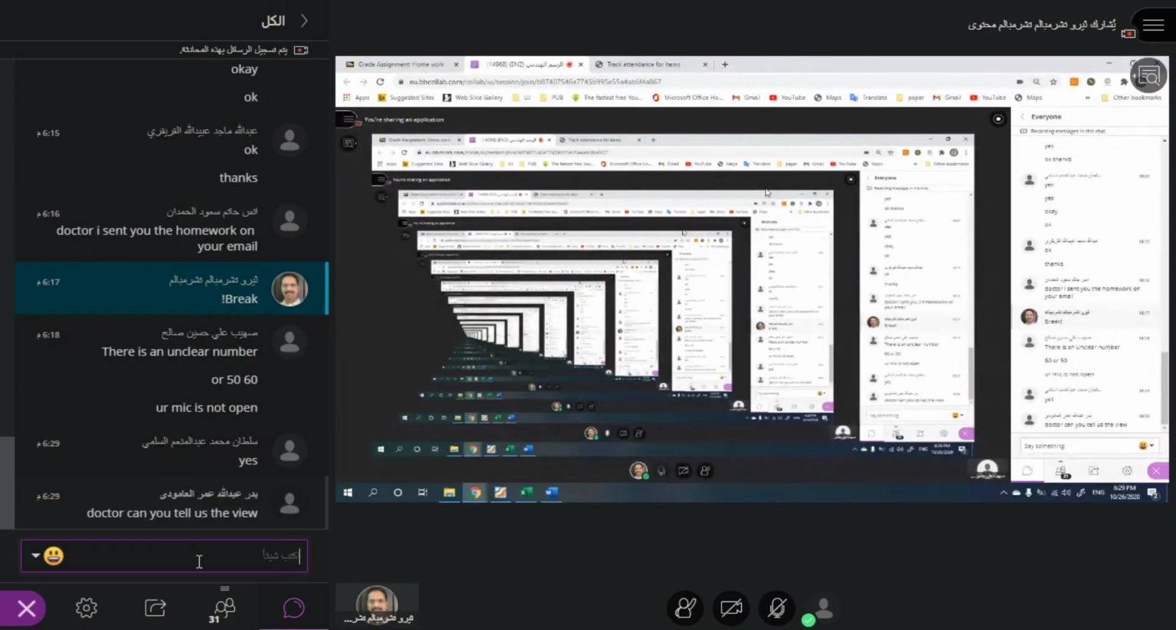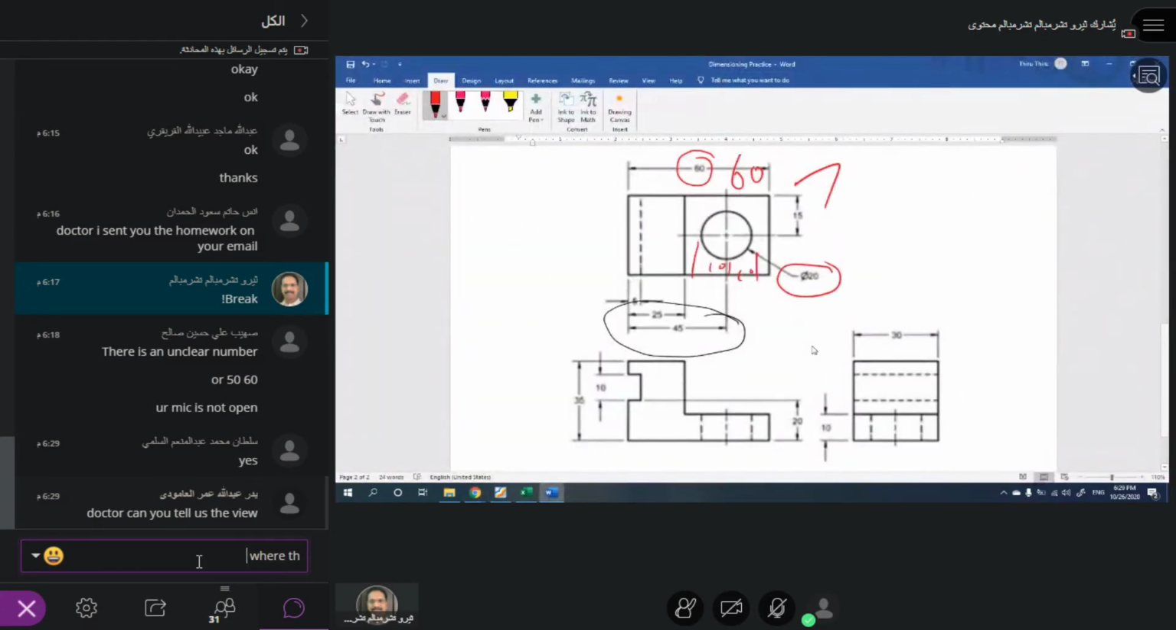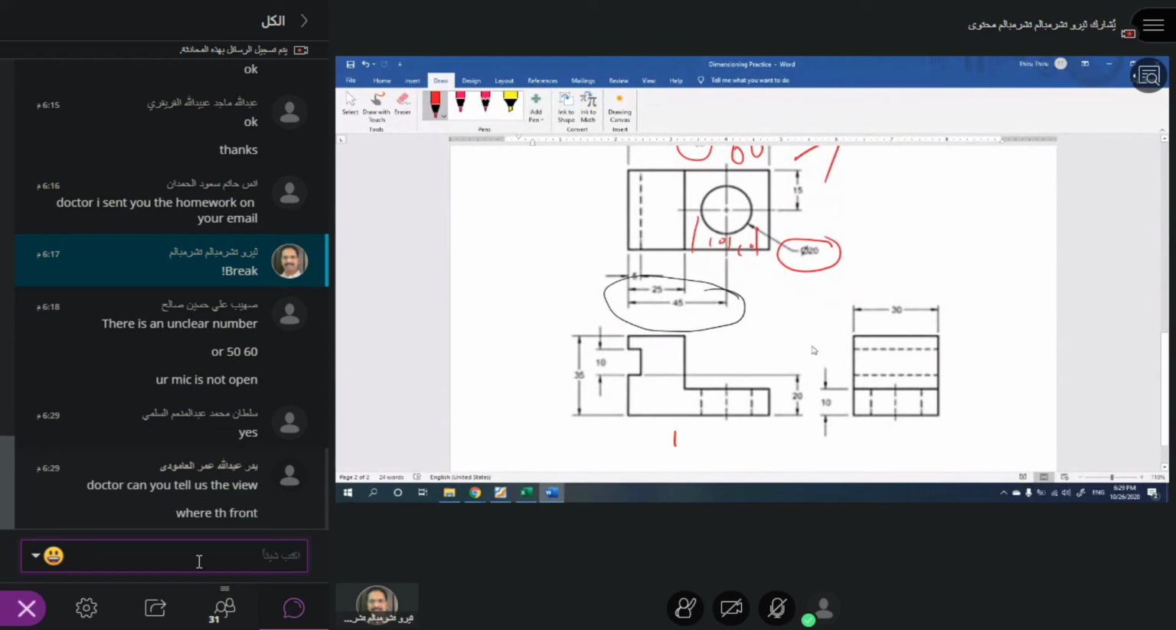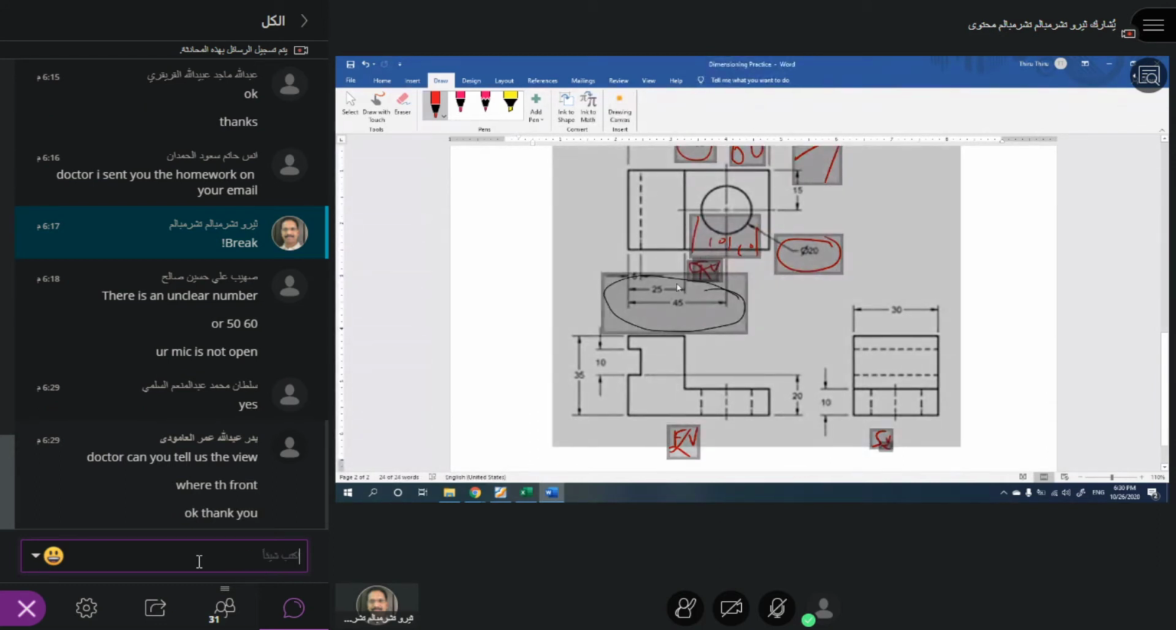Okay, right. Yes, can you tell us the view? What is the view you are asking? Of course, always it's front view. It's always top view. This is always side view. This is the common practice. So you don't need to, by default, this is always front view. Above is top view. This is side view. This is the default side.